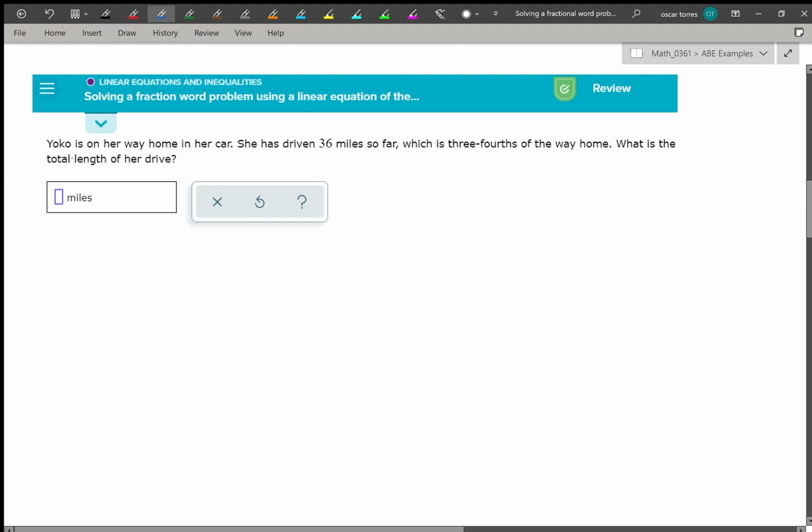For this problem, it says that Yoko is on her way home in her car. Now, for this first sentence, it's just describing what's happening. They're not telling us that is the equal sign yet. That comes later on. So she has driven 36 miles so far. We have 36. Which is, so anytime we see which is, that's going to tell us that this is an equal sign. 3/4 of the way home. So this is 3/4 of, that of is telling us to multiply this by the distance on the way home, which we don't know, so we're going to put X. We have our setup now, and we need to find the total length of the drive. So now we're just solving for X.